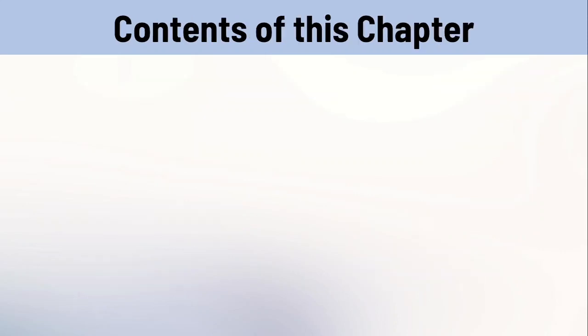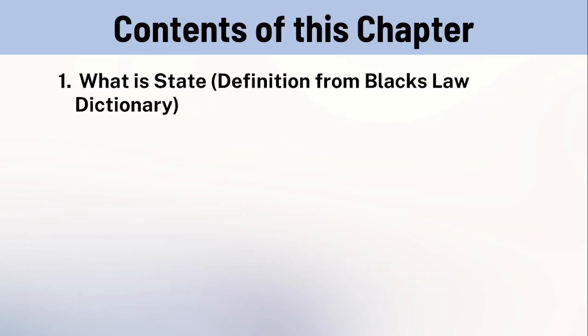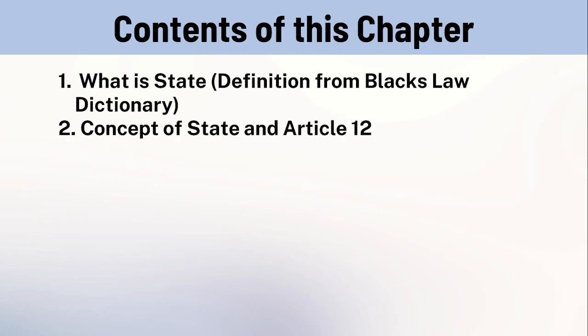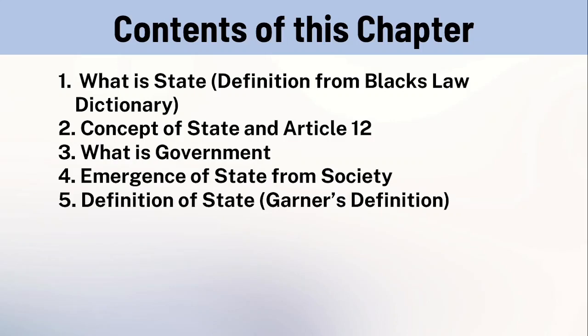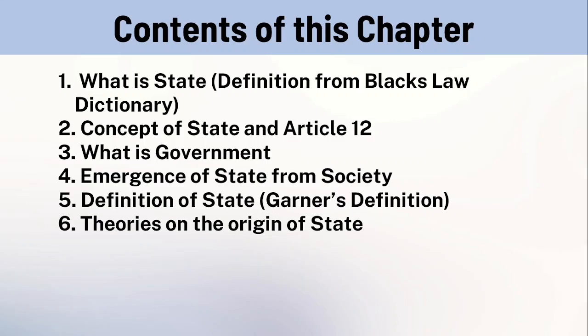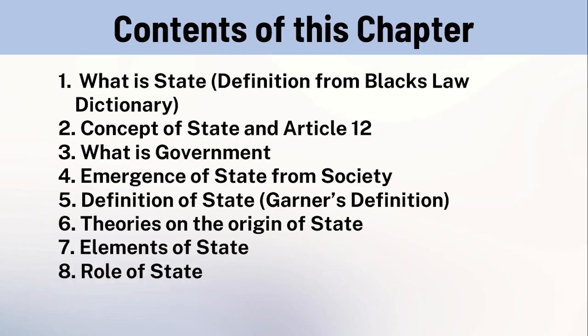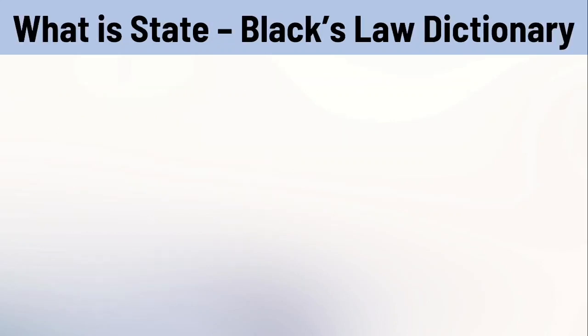Contents of this chapter. As mentioned in the textbook, there are 9 contents or 9 subheadings in this chapter. Number 1, what is a state? This is based on the definition from Black's Law Dictionary. Number 2, concept of state and Article 12. Number 3, what is government? Number 4, emergence of state from society. Number 5, definition of state from Garner's definition. Number 6, theories on the origin of state. Number 7, elements of state. Number 8, role of state. And number 9, exercises.